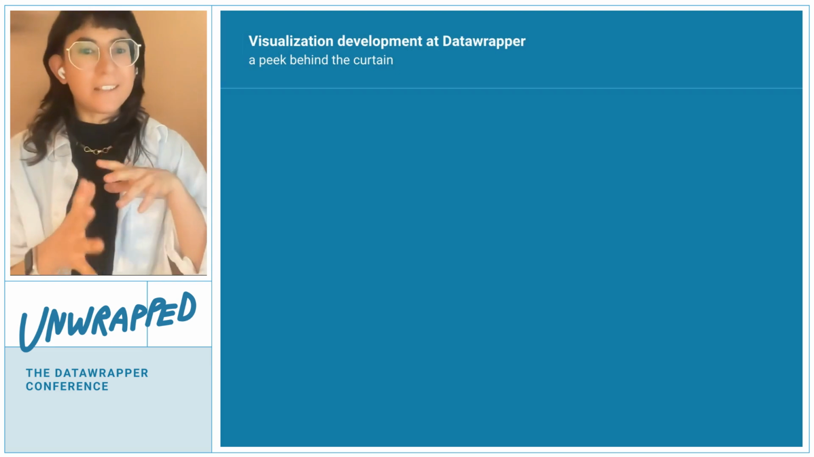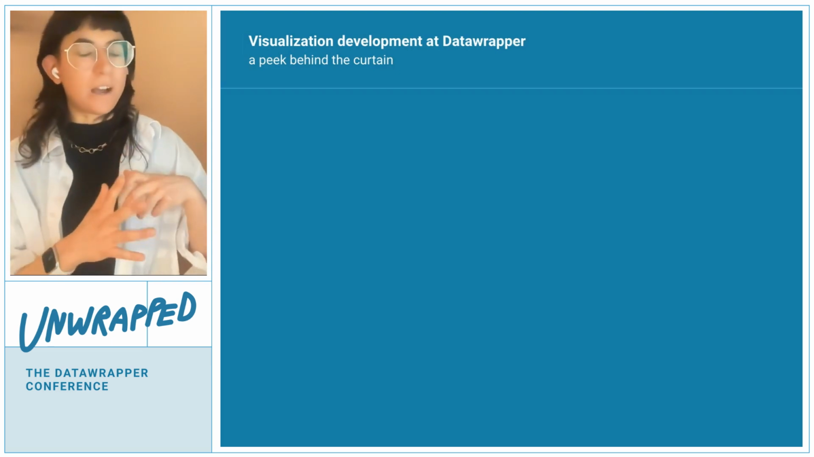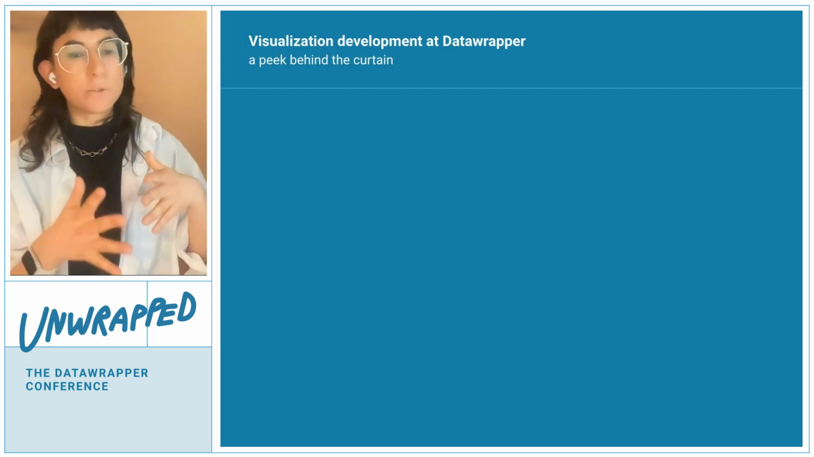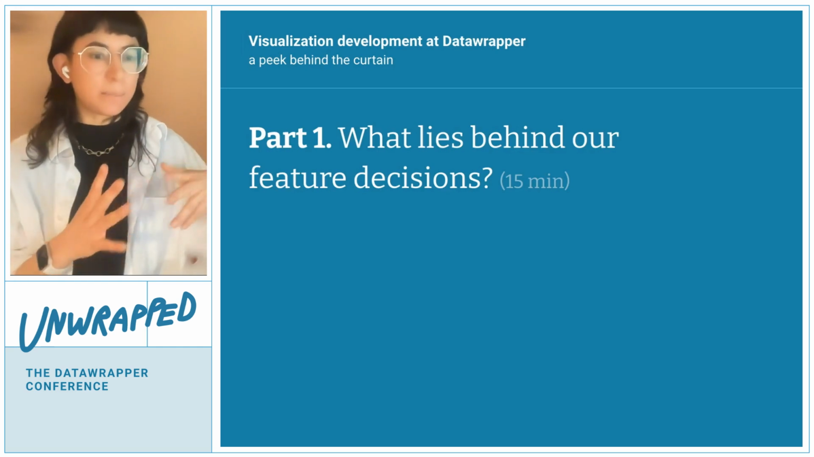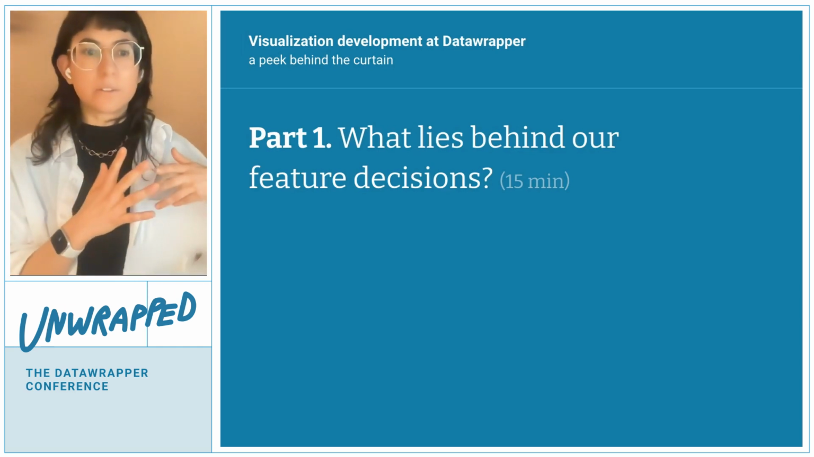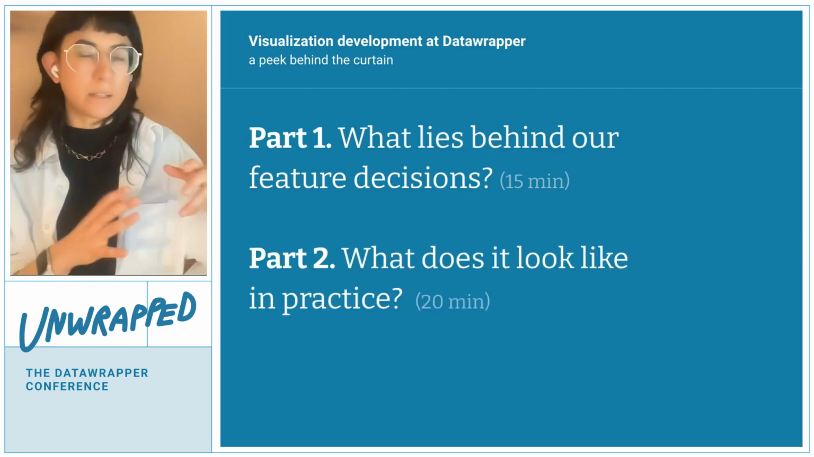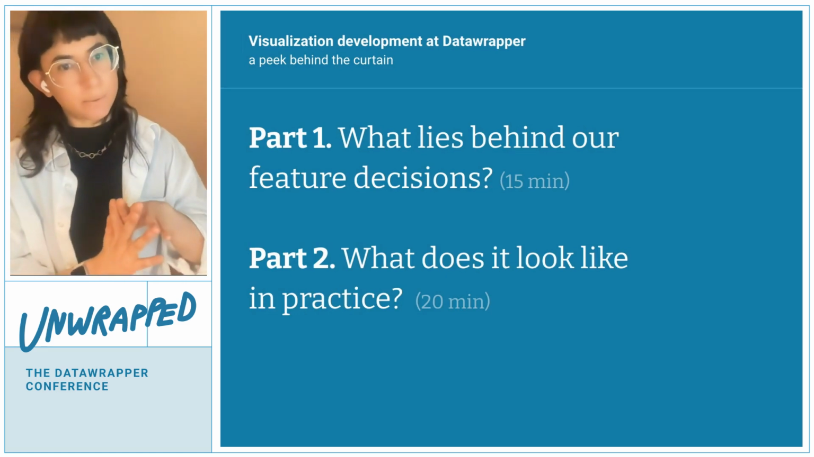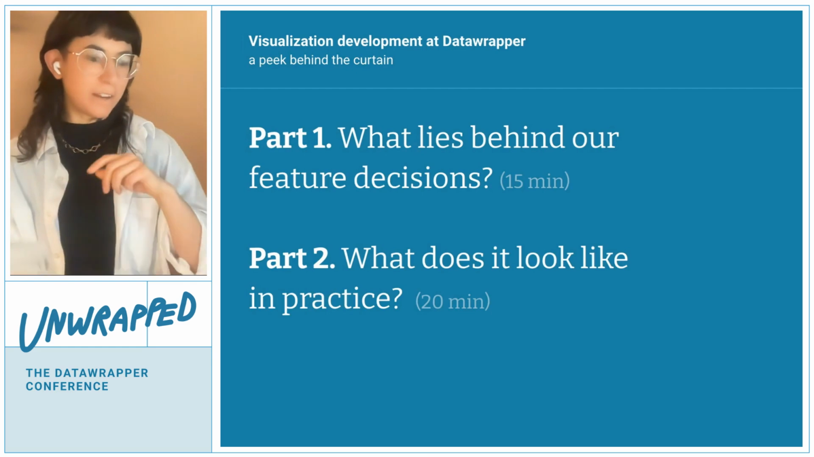So the idea today is to give you a little bit of an insight into how visualization development goes down at Datawrapper. And I wanted to look at it from two angles. On the one hand, looking more from the theoretical or conceptual side, what actually goes into the decisions that we're making, and then taking a more practical look at how that plays out in practice, using our recent multiple lines project as a bit of a case study.